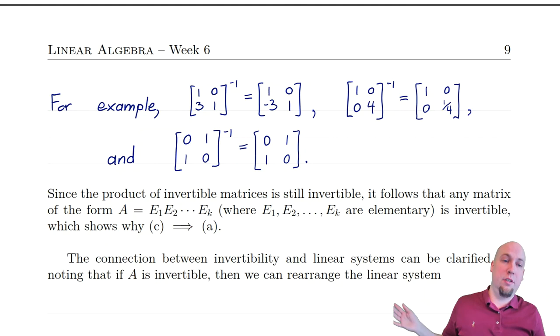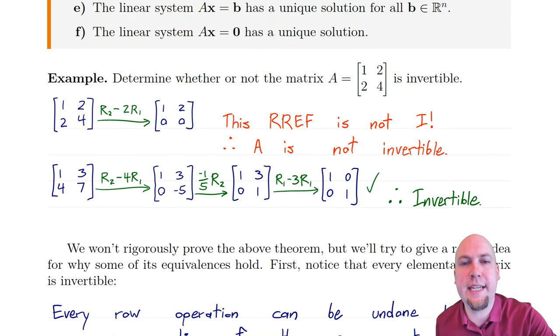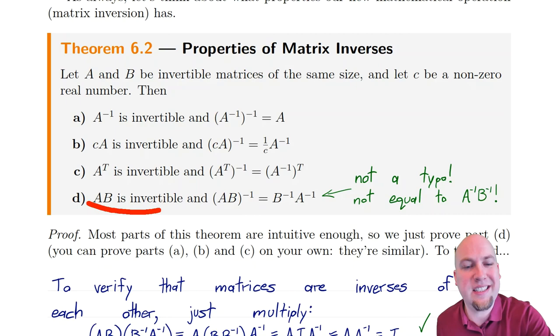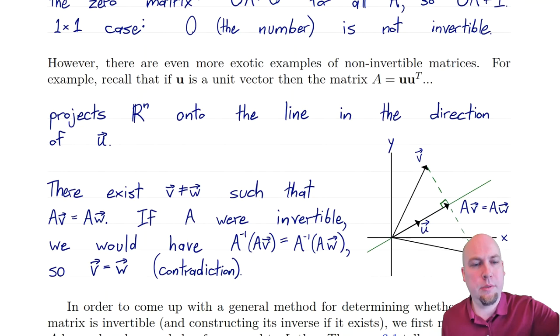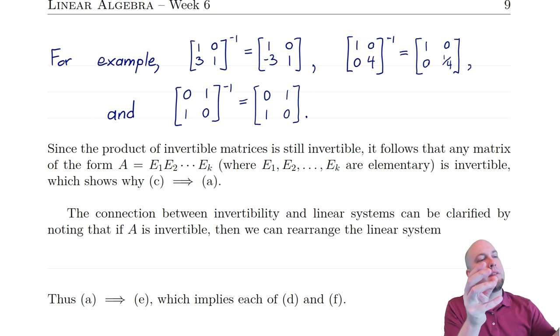If your matrix A is written as a product of elementary matrices, then every one of these guys over here is invertible. And a product of invertible matrices is again invertible, right? This is basically property D from this theorem that we saw way back. If I scroll back up a couple pages, property D said, if you take two matrices A and B that are invertible and you multiply them together, you get something that's still invertible. The same exact thing works no matter how many invertible matrices you multiply together. So here we're multiplying k invertible matrices together. Their product must still be invertible, okay? So that's why if your matrix can be written as a product of elementary matrices, it's invertible. That's why C implies A in this theorem.